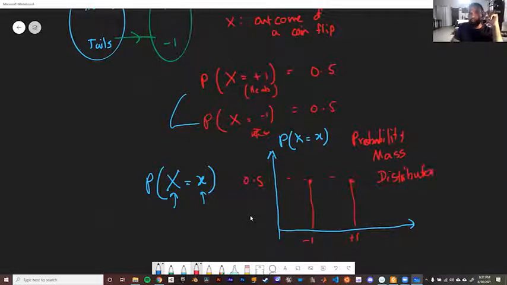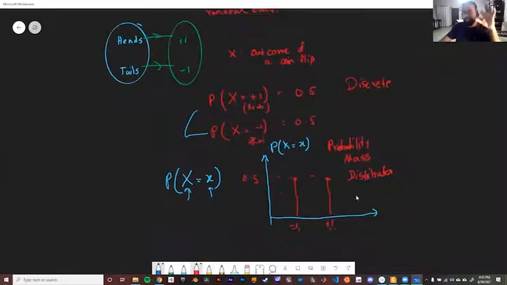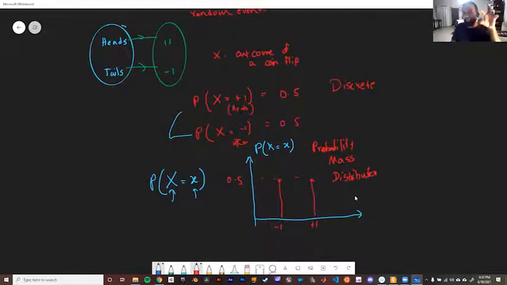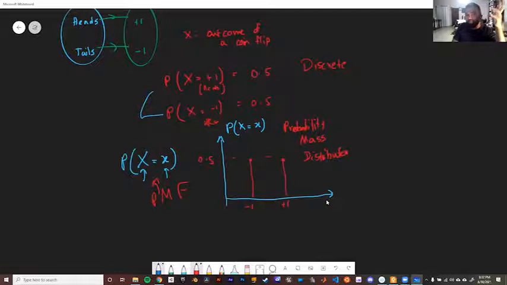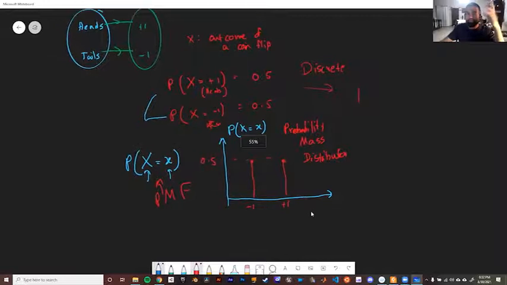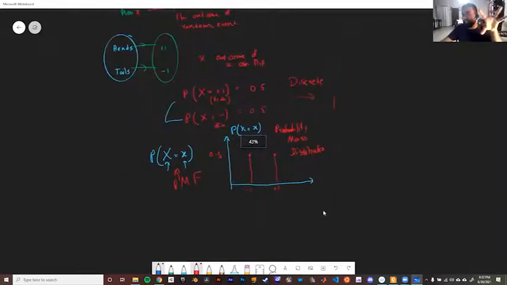Why is it called a probability mass distribution? Because this random variable is a discrete random variable, right? All of you know the difference between discrete and continuous. In this case, the heads or tails is a discrete random variable. If you are dealing with a discrete random variable, this is called a probability mass function or PMF. Most of you probably already know this, but I'm just quickly covering it. Another important thing we need to know is the sum of these probabilities equals 1. Okay, so this was a discrete example.